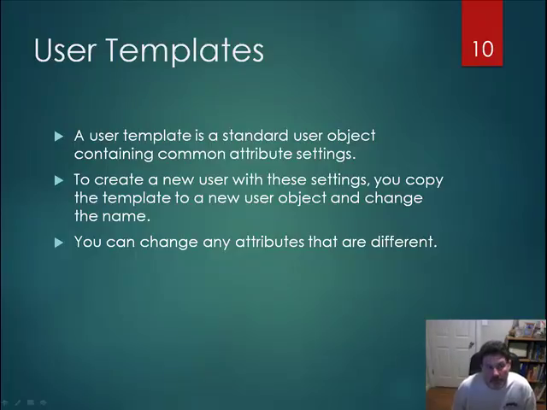to create templates. A user template is really just a standard user object containing all of the common attribute settings for a particular group of users that I may be creating pretty regularly. So with a template, in order to create a new user, I can just simply find the template, copy the template to a new user object, and then change the name on it. And there you go. With a couple small tweaks, I will then have my new user up and running.